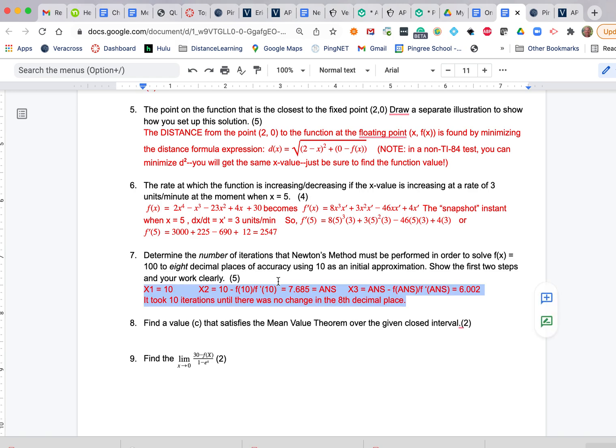Determine the number of iterations that Newton's method must be performed in order to solve f of x equals 100 to 8 decimal places of accuracy, using 10 as an initial guess. Whoops, that is a 0 answer, but I can still show you how to do that. If you have this function equal to 100, then you would simply subtract 100 from both sides. So I would have a new function, the original function minus 100 equals 0.